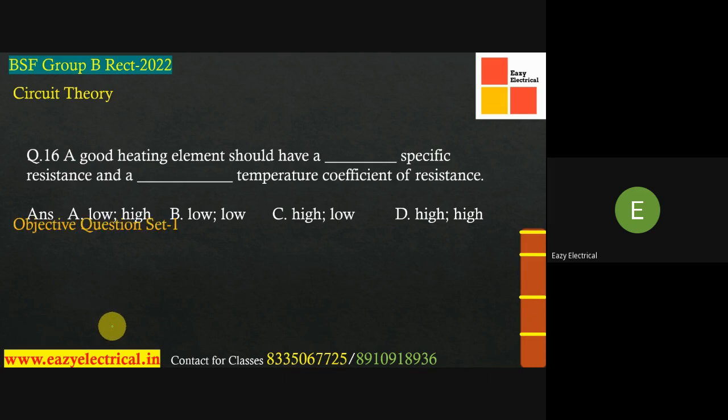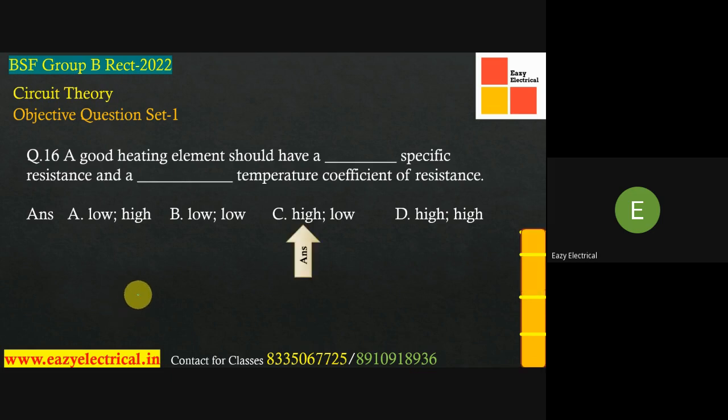So let's just start the timer. You have options, you can change as well. High and low. Specific resistance must be high, but the temperature coefficient of resistance has to be low. That means with increasing temperature, we do not need too much of a variation.